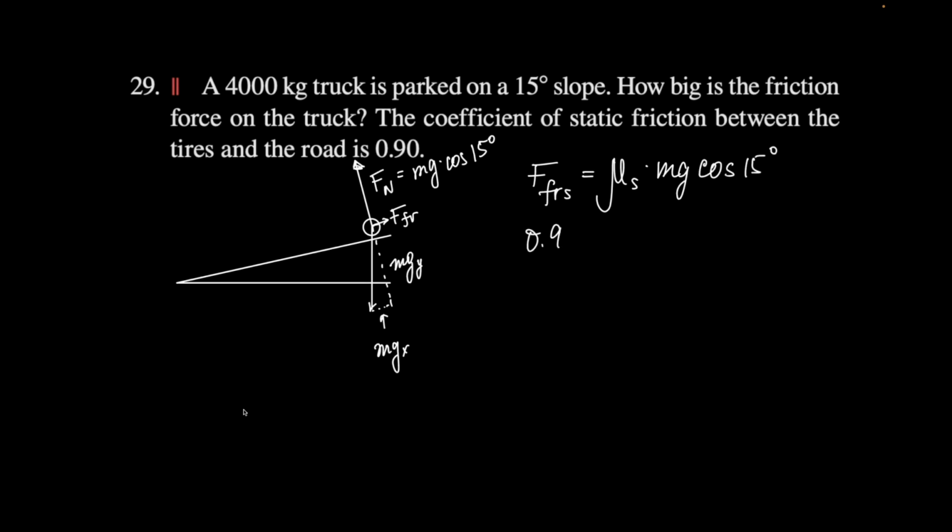It will be 0.9 times 4,000 times 9.8 times cosine of 15. Grab your calculator and see what the answer is. I'll do the same. I got 3.4 times 10 to the 4th.